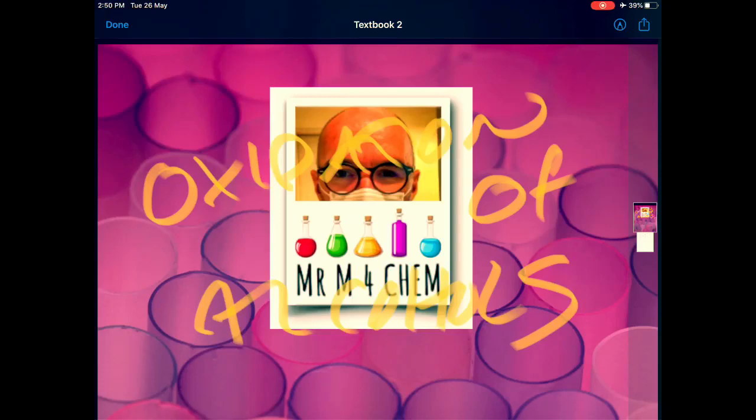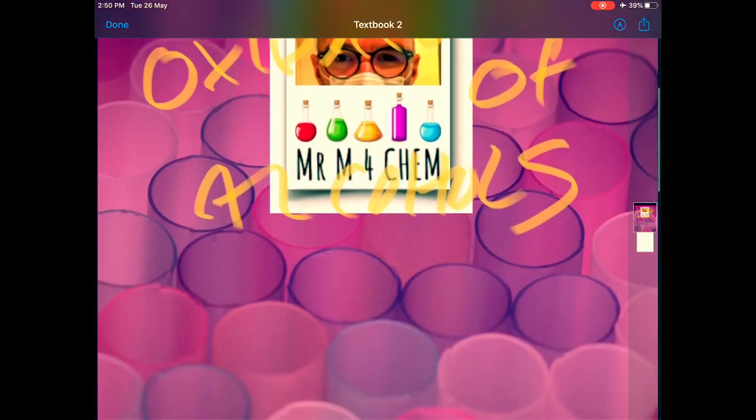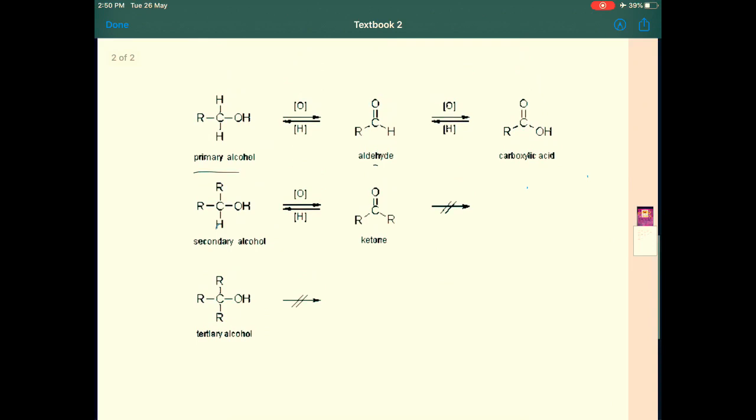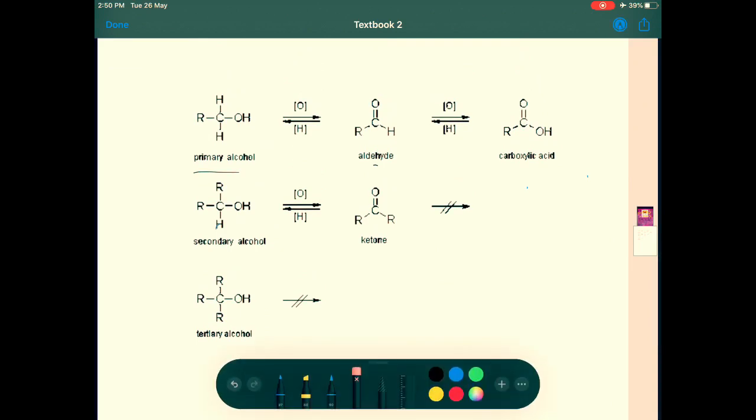This is the oxidation of alcohols. We can have a primary, a secondary, or a tertiary alcohol. We know for a primary, the carbon which is attached to the functional group, in this case hydroxyl, has two hydrogens attached to it. So it's primary, 1 degree.